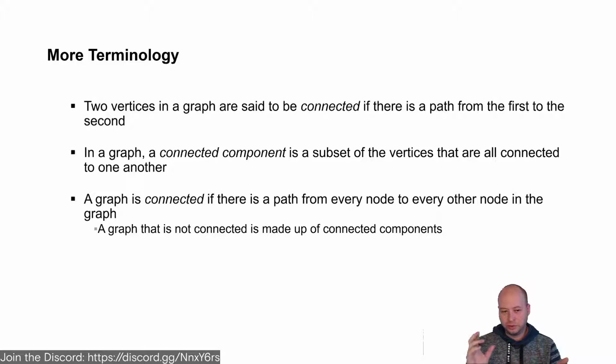Two vertices in a graph are said to be connected if there's a path from one to the other. That makes sense. A connected component is a subset of the vertices that are all connected to one another. So if you imagine a graph, and inside of that graph you've got a number of fully connected vertices, then that's a connected component. And a graph is connected if there's a path from every node to every other node in the graph. A graph that is not connected is made up of connected components, effectively.